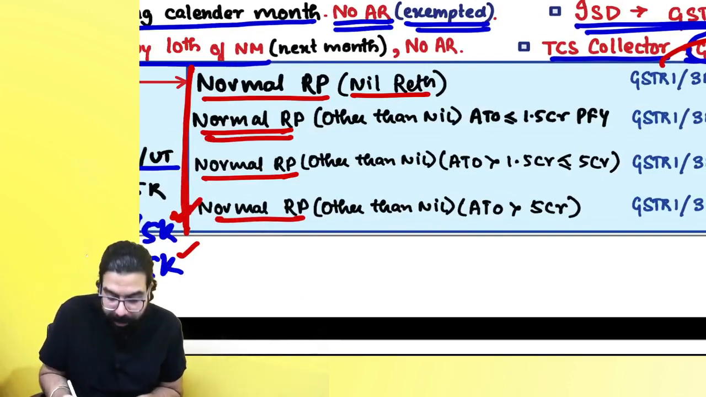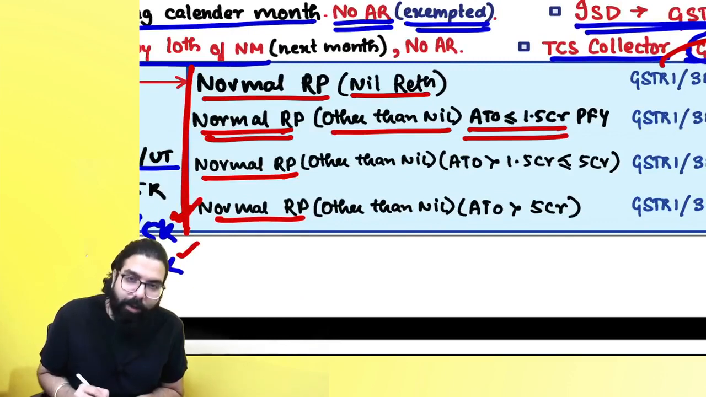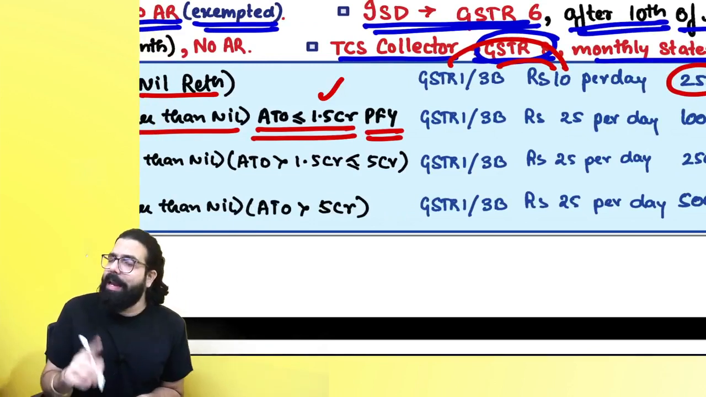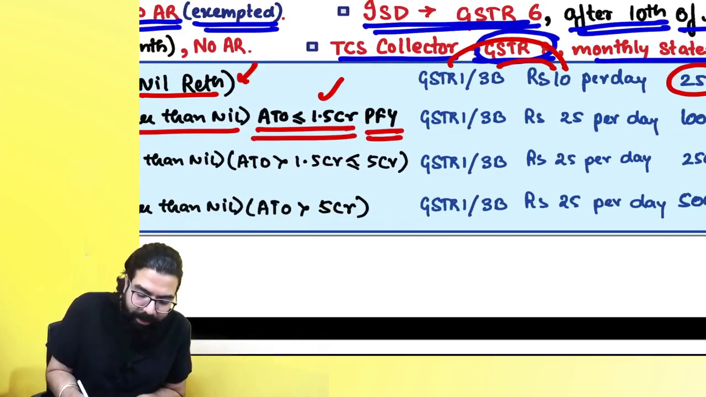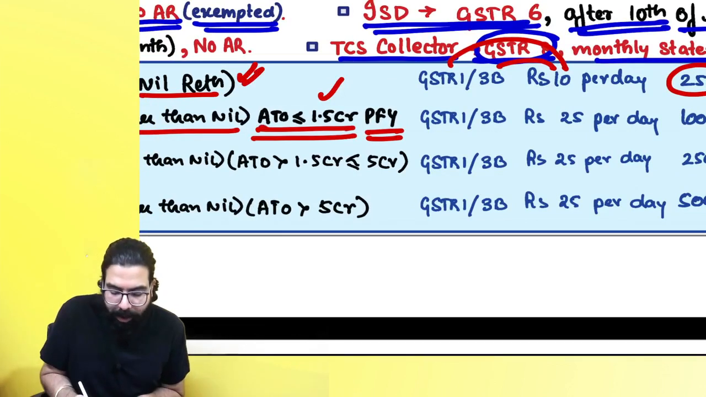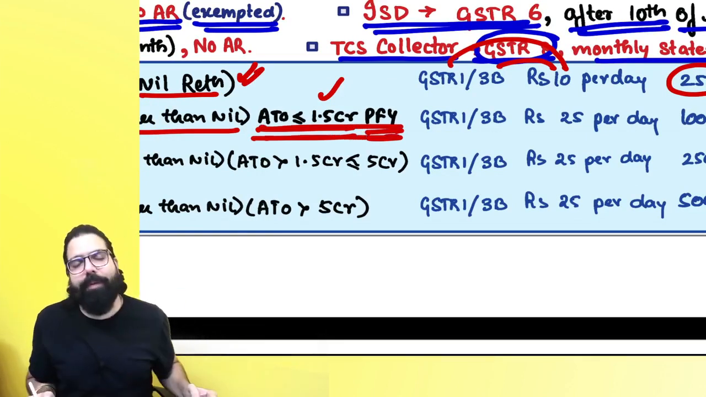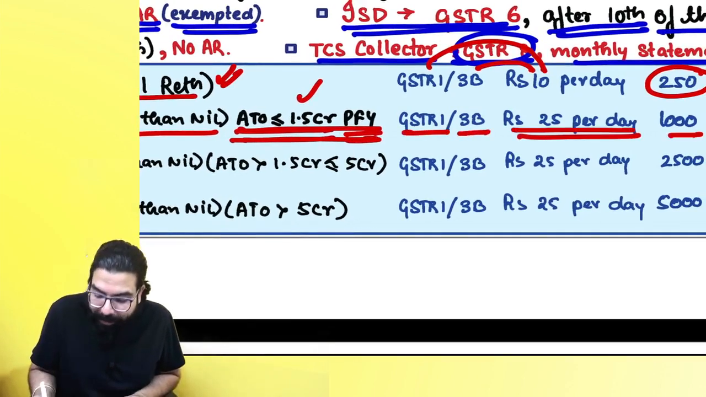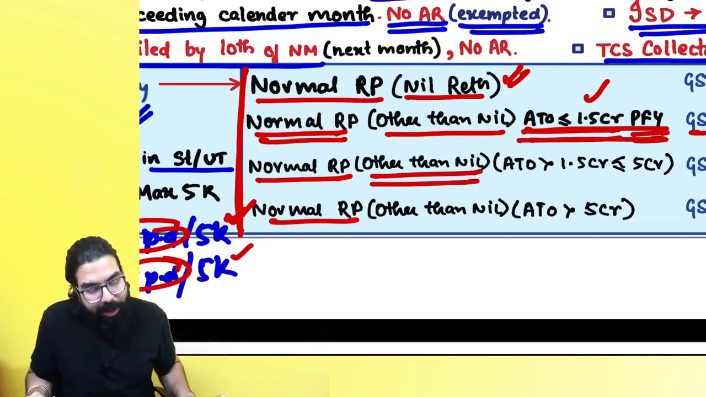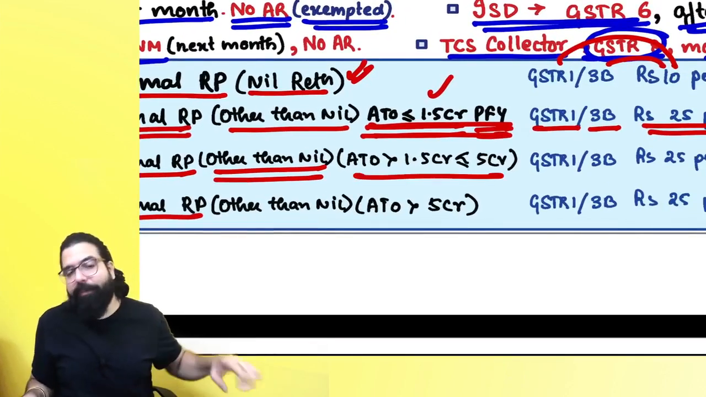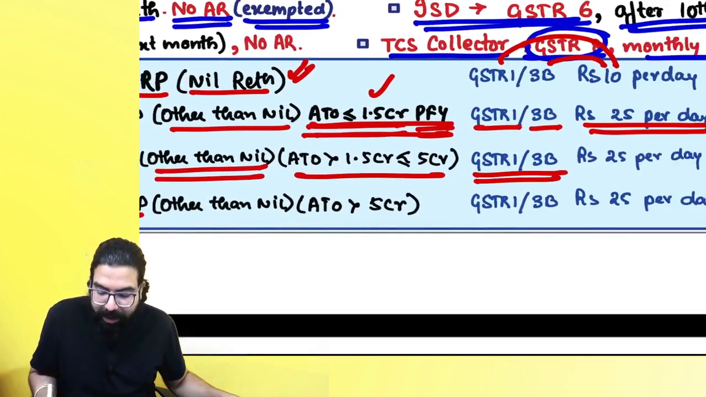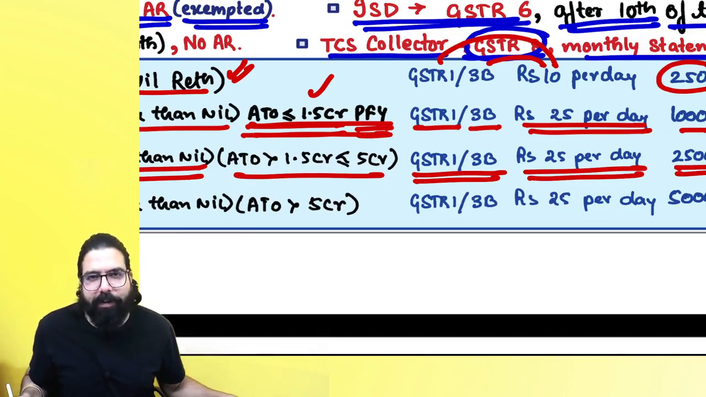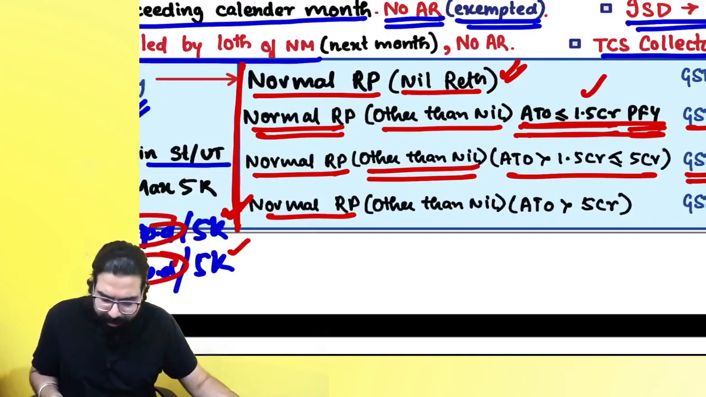Sir, normal registered person, other than nil return, aggregate turnover less than or equal to 1.5 crore in the preceding financial year. Other than nil return, and last year's aggregate turnover less than or equal to 1.5 crore. Then sir, GSTR 1, GSTR 3B, both for 25 rupees per day, maximum will be 1,000. Other than nil return means non-nil return, and sir, aggregate turnover greater than 1.5 up to 5 crore. Then for GSTR 1, GSTR 3B, it will be 25 rupees per day, and the maximum will be 2,500 under CGST. Same amount under SGST also.